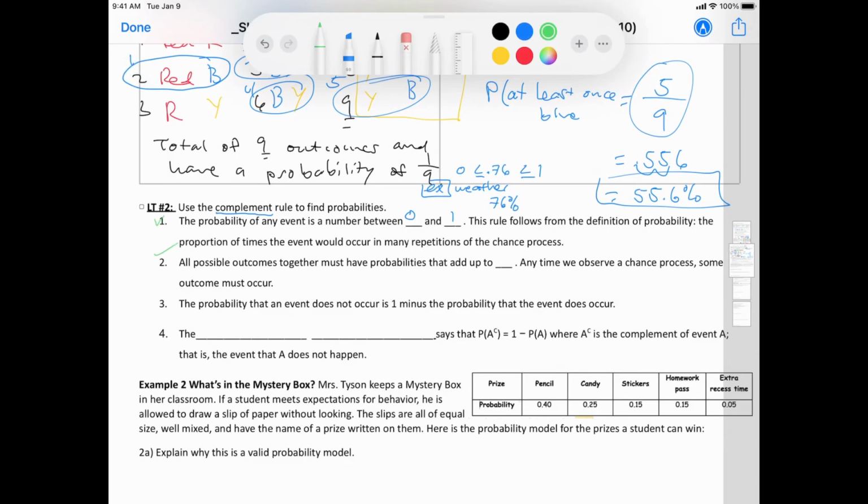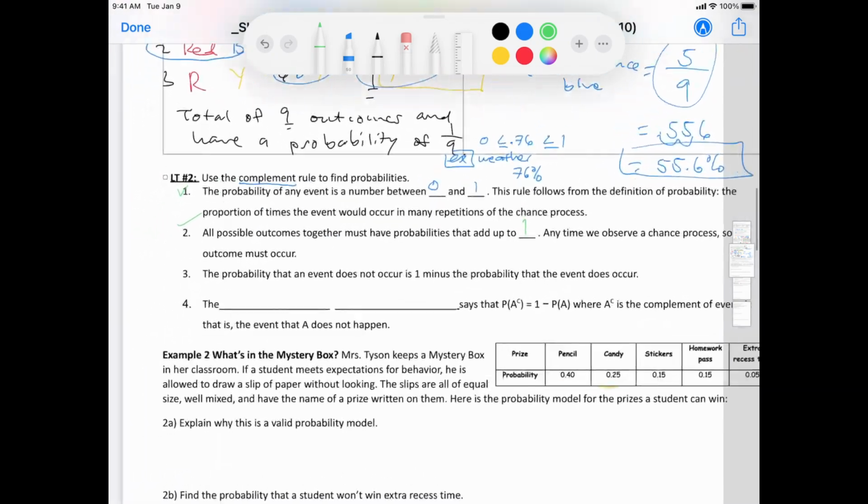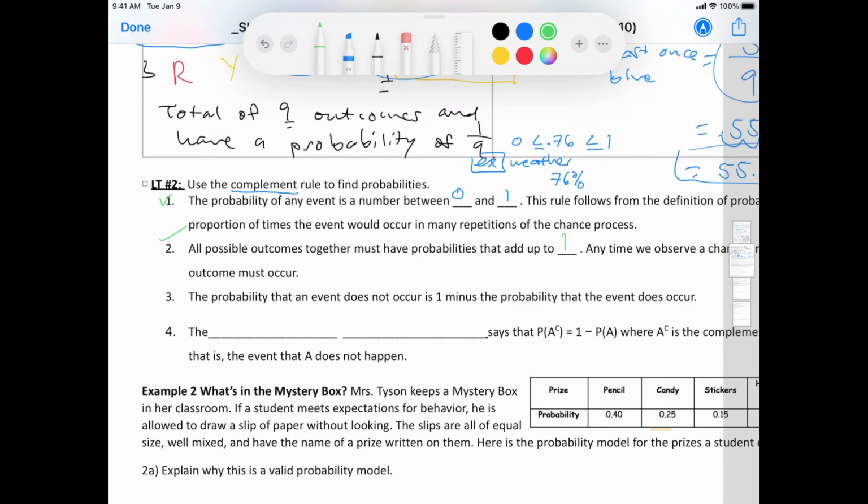Number 2. All outcomes together must have probabilities that add up to be 1. Anytime we observe a chance process, some outcome must occur. So to give you that idea, let's just say it's sunny tomorrow, and the chance of being sunny is like 2%, plus it being cloudy, maybe it is like 38%, and then plus rainy would be 0.60. Because all of those equal the total, which is like the weather, which is 100%. Okay?